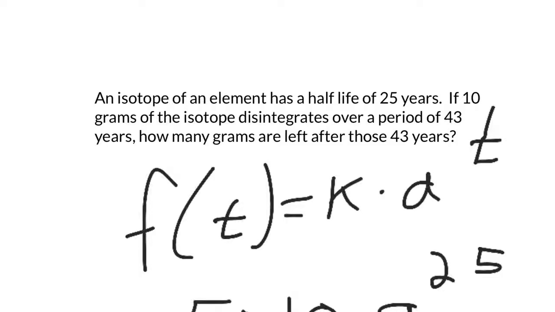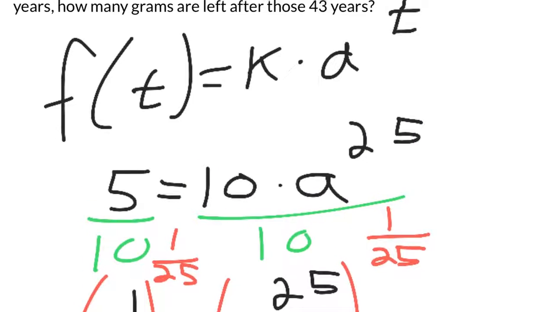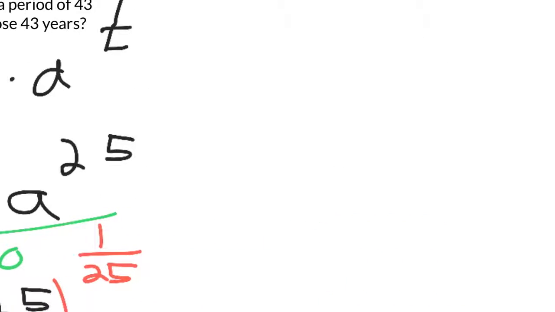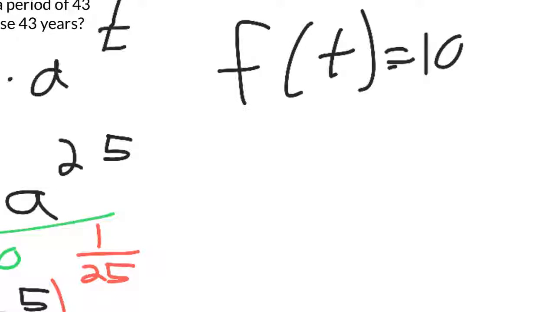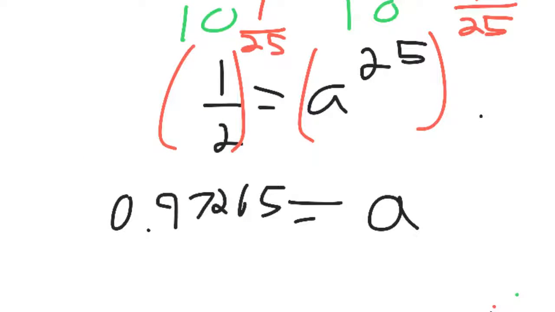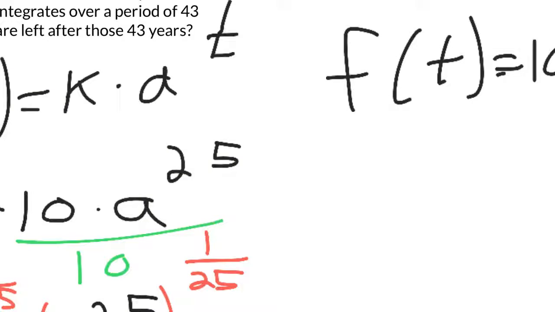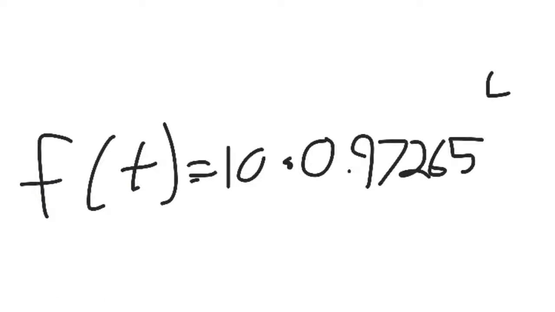They're saying 10 grams disintegrates over a period of 43 years. We're really asked for how many grams are left after those 43 years. So let's go right back to our exponential equation. We want to know how much is left, f of t. If we start with k equals 10 grams, and if we have our exponential rate here of 0.97265, and then we're looking to find out how much is left over after 43 years. So 43 goes into t of that equation.